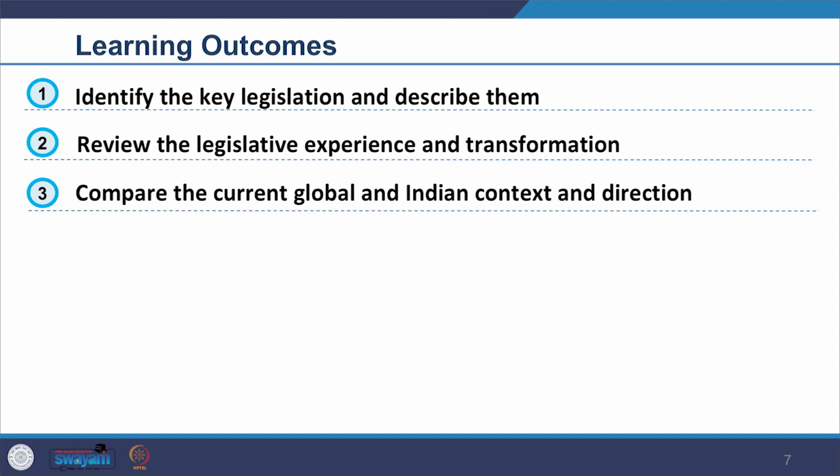The major learning outcomes are that you should be able to identify these key legislations and describe them. Further, you should be able to review the legislative experience and transformation. So, you should be able to sequentially see what context we were going through, how our understanding was developing, how each player was playing a role in this, and what kind of legislative changes were taking place. Further, you should be able to compare the current global and Indian context, and see the direction in which we are heading.